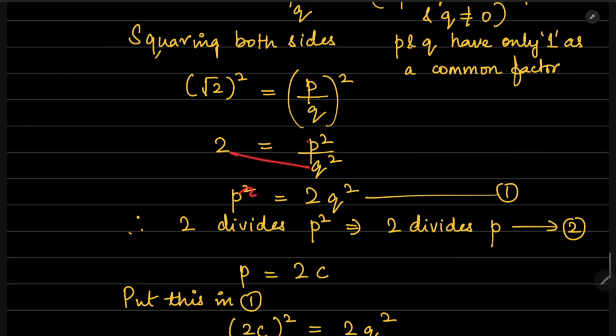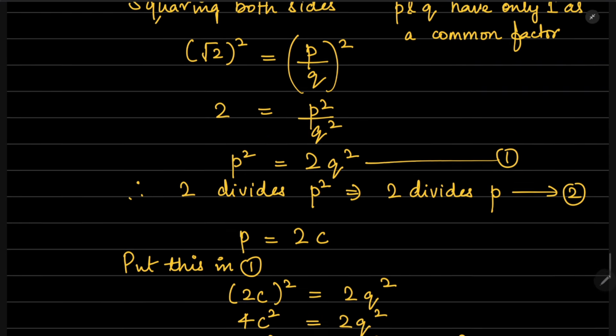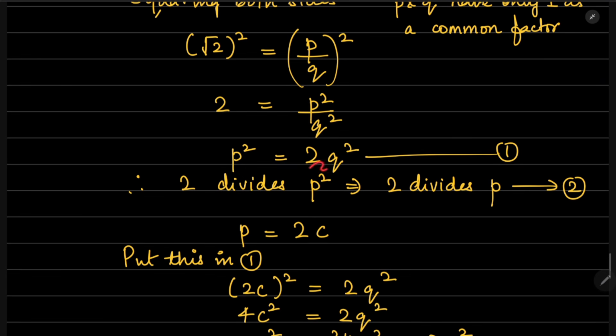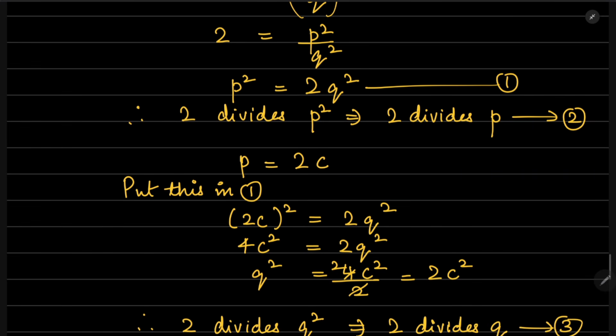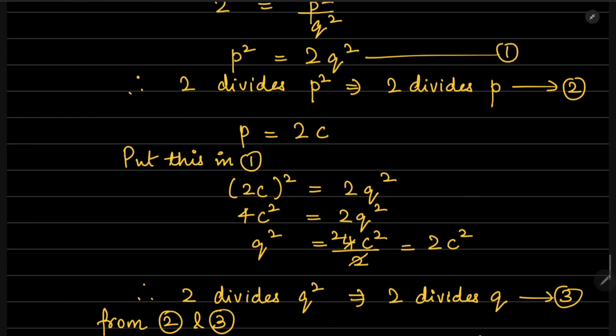Cross multiply, you will get p square equal to 2q square. So if 2 multiplied by some value equals p square, it means 2 divides p square, and 2 divides p also, which implies if 2 can divide p square, 2 can also divide p. Right? So if 2 divides p, p equals 2c. 2 multiplied by something is giving you p. So p equals 2c.